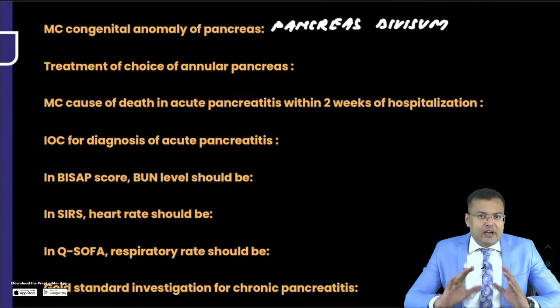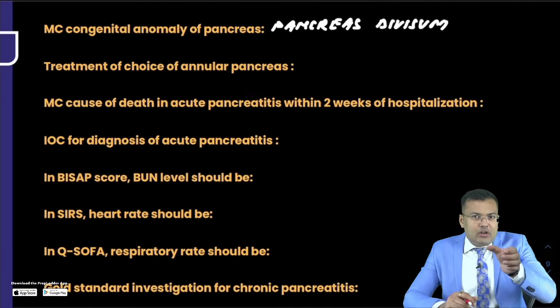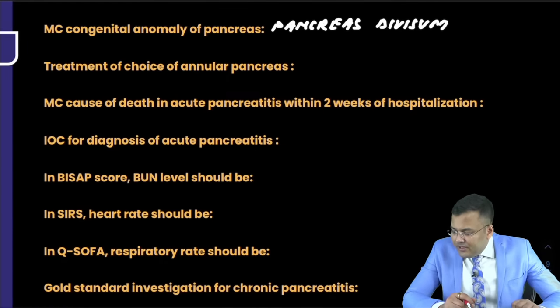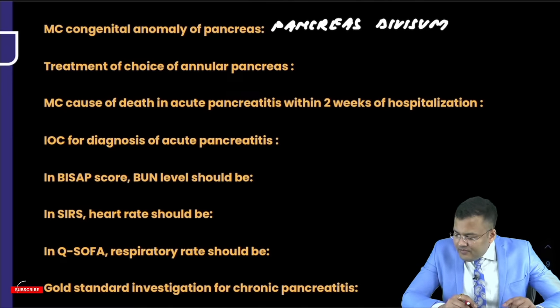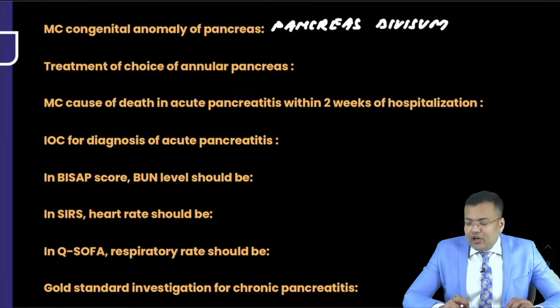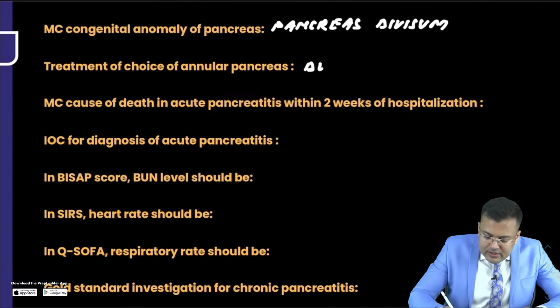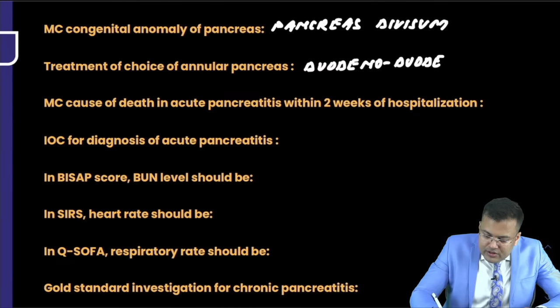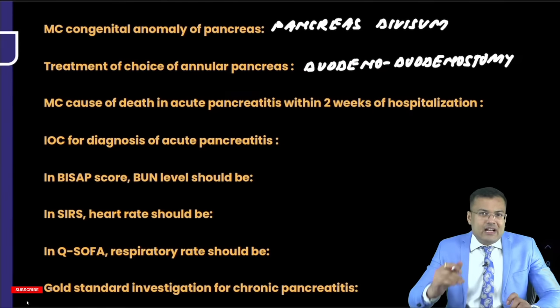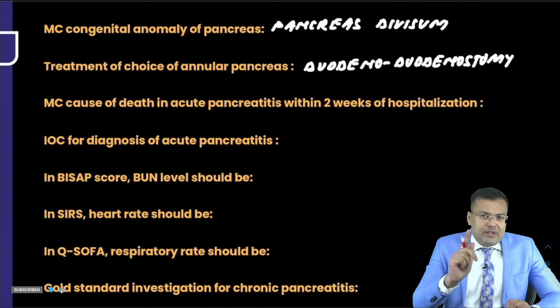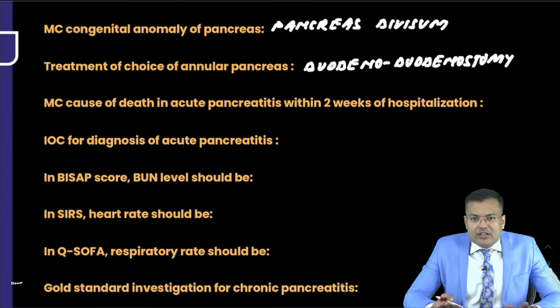Tell me the treatment of choice for annular pancreas, in which there is a ring or annulus of ventral pancreas around the second part of duodenum. Annular pancreas, treatment of choice. I'm waiting for your reply. Yes, Navneet Singh, Anu, Sherin, Dushyant Patel. Very good, guys. Majority of you are correct. Yes, Shipra, very good. It is duodenoduodenostomy. This is also the treatment of choice in duodenal atresia. And in superior mesenteric artery syndrome, the treatment of choice is duodenojejunostomy.